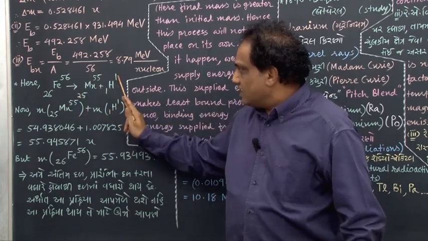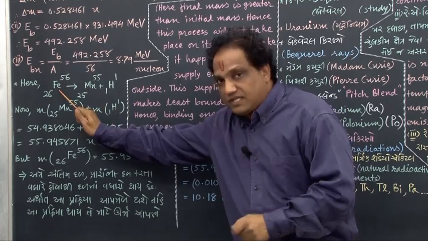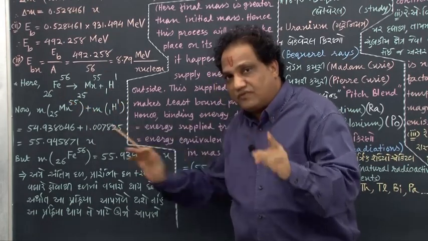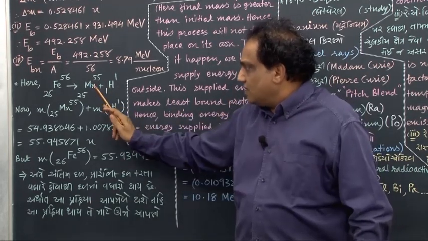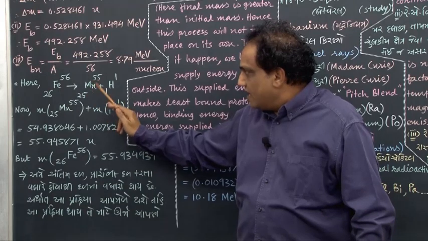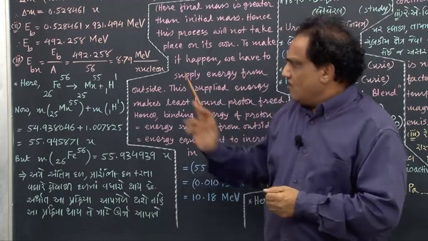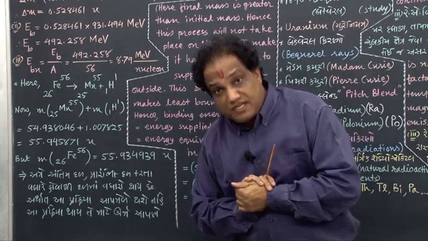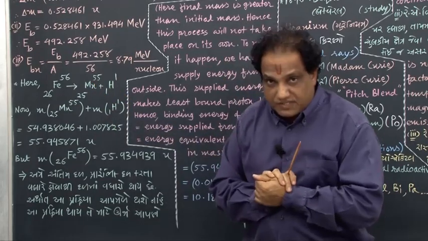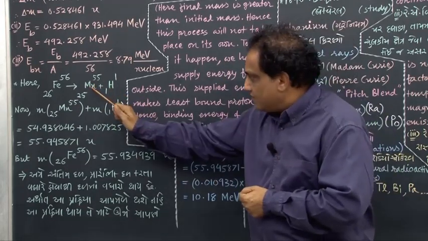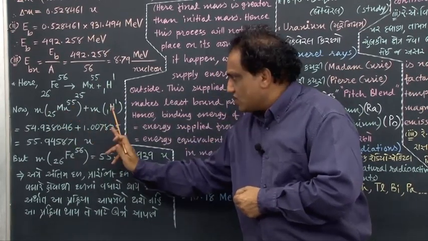Then 56 minus 1, that is 55. So as this nucleus emits one proton, which is most loosely bound, it gets converted into this nucleus, manganese 55. Now let us compare final and initial masses. Let us find out the final mass. Final mass means mass of this plus mass of this: mass of this manganese nucleus plus mass of proton.